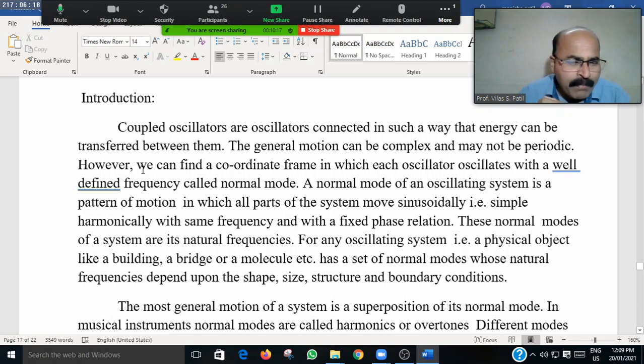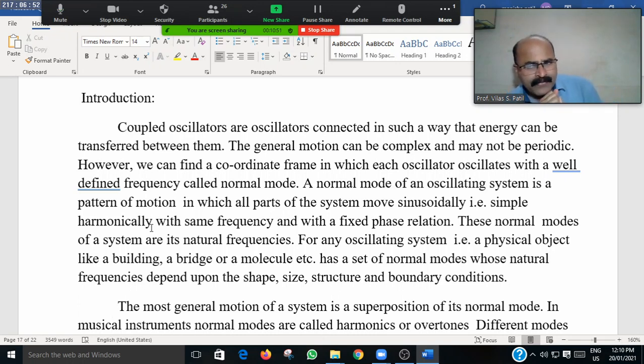In general, the motion can be complex and may not be periodic. However, we can find a coordinate frame in which each oscillator oscillates with a well-defined frequency, called a normal mode. A normal mode of an oscillating system is a pattern of motion in which all parts of the system move sinusoidally, that is, in simple harmonic motion, with the same frequency and a fixed phase relation.